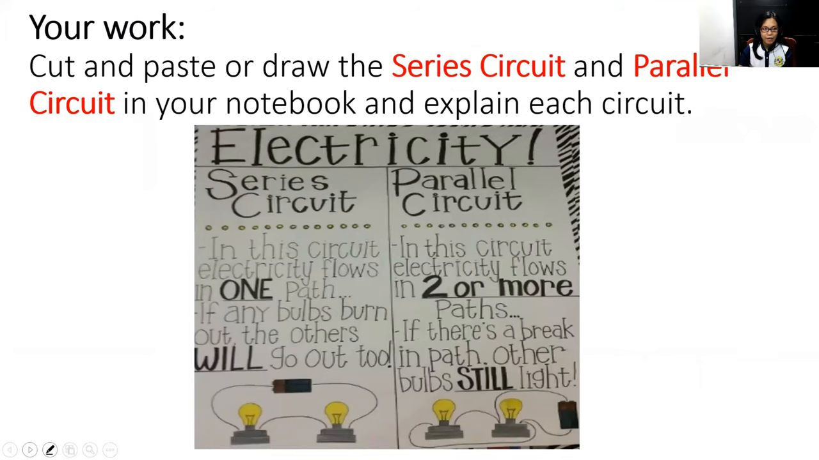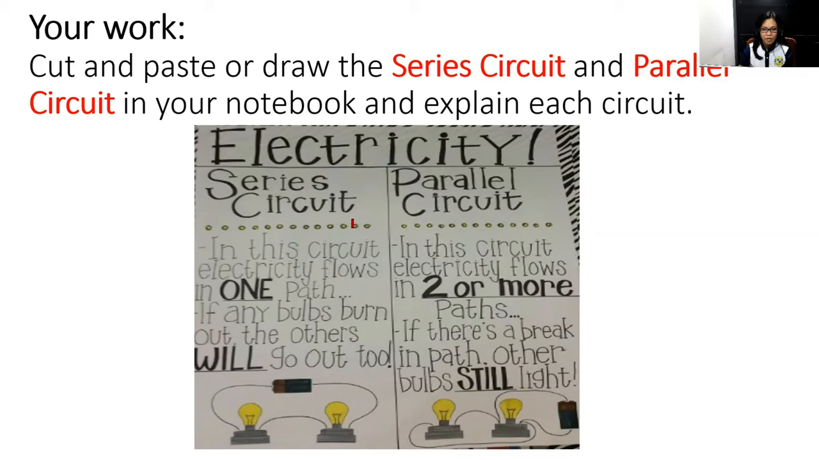Okay, for your work, you have to cut and paste. If you can draw, you can draw. But if you cannot draw, you can search the picture of series circuit, cut the picture and paste in your notebook. Alright? And then explain what is series circuit. Write down your explanation in your notebook with your drawing or your picture. And then you also draw the picture of parallel circuit and then explain what is parallel circuit.